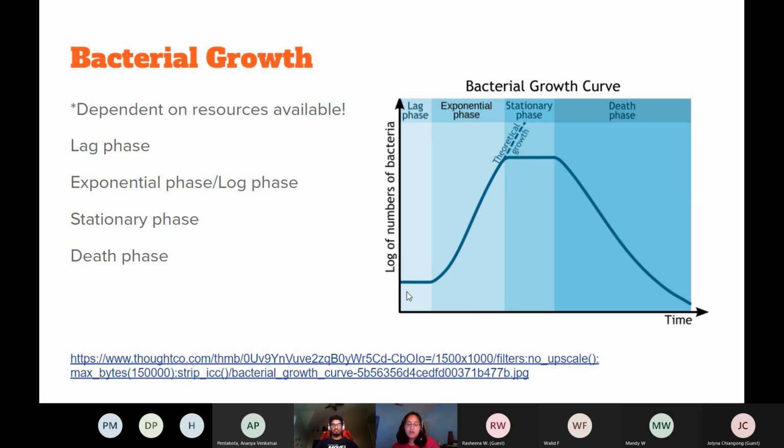So we have the lag phase where the bacteria are at their new set of resources, they're acclimating, so they're kind of just getting used to the environment, and they don't really have time to grow when they're trying to get used to that.